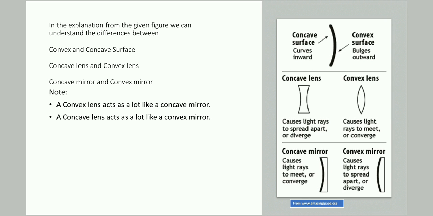We can see clearly here that the concave lens causes the light rays to spread apart or diverge, and the convex lens causes the light rays to meet or converge. The concave mirror causes the light rays to meet or converge, and the convex mirror causes the light rays to spread apart or diverge. The note here is that a convex lens acts like a concave mirror and a concave lens acts like a convex mirror.